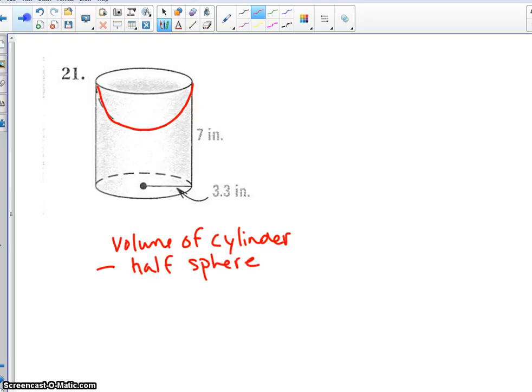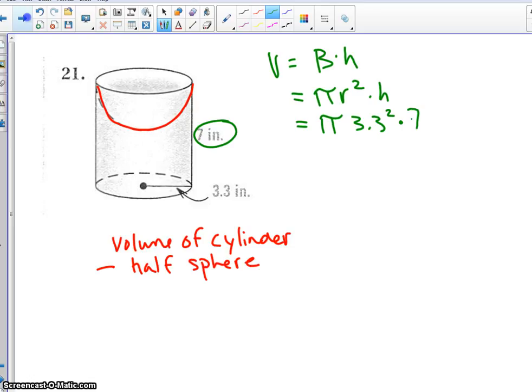All right, so let's go for the volume of the cylinder to start with that. Cylinder, if you recall, the volume is going to be the area of the base times the height. So the area of the base: the base is a circle, so we have pi r squared, and then that's going to be multiplied by the height. All right, so we have pi. The radius is 3.3, and the height, we see, is 7.